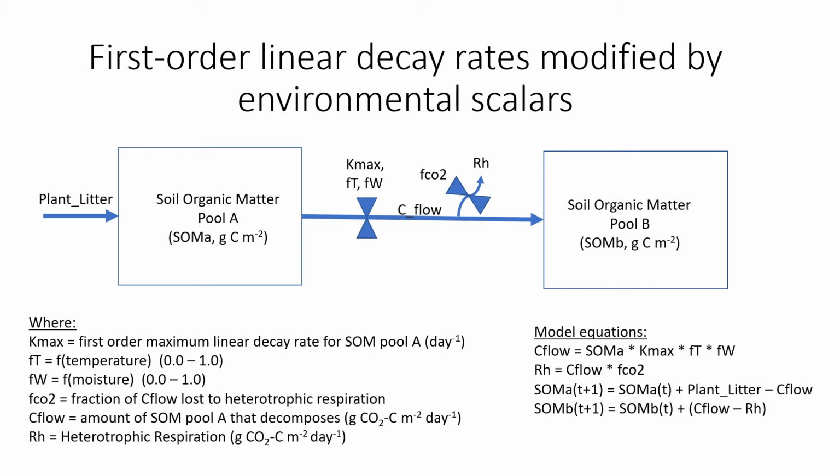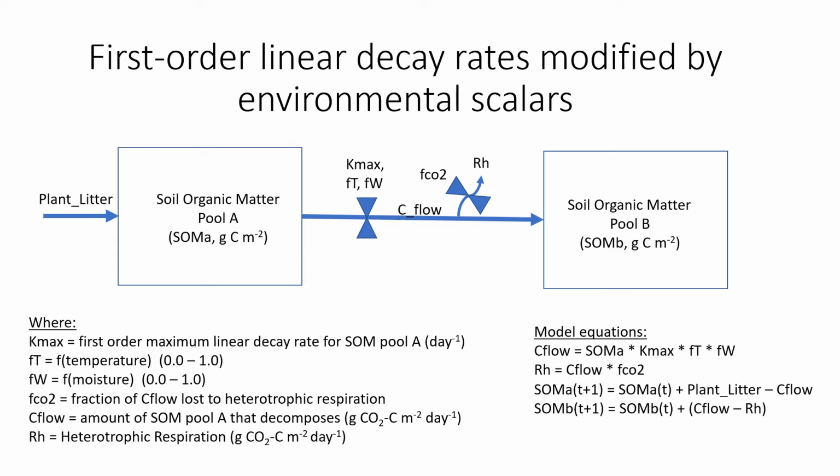Now here's an example of a simple soil organic matter model, just looking at two different soil organic matter pools. I'm not going to really define them in any particular way, it's just an example. But the idea is that plant litter enters one pool, pool A, that pool A decomposes and sends some carbon to pool B.